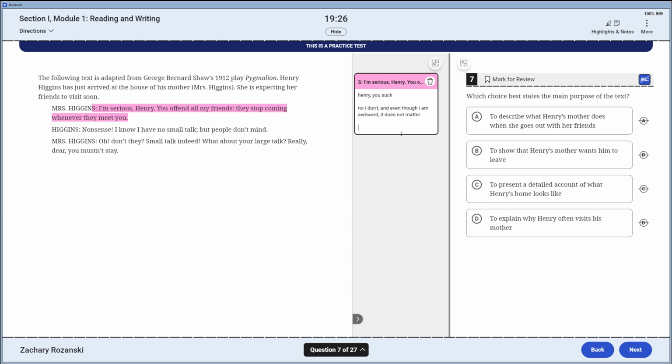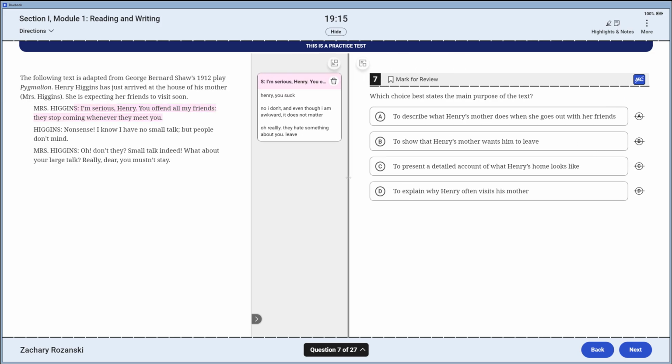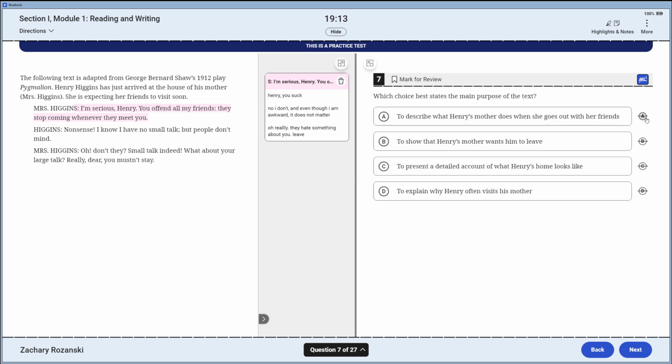Really, dear, you mustn't stay. Oh, really? They hate something about you. Leave. What's the main purpose of the text? To describe what Henry's mother does when she goes out with a friend. I'm sure she's a wild woman. I can tell by how serious she is with her son, but that ain't it. To show that Henry's mother wants him to leave, she totally hates this guy. And that's definitely the case.